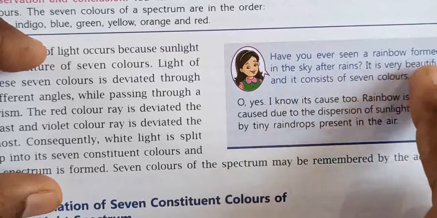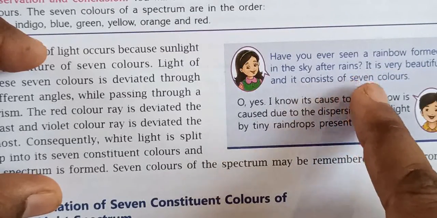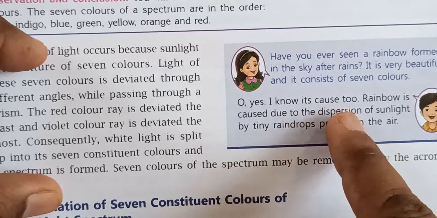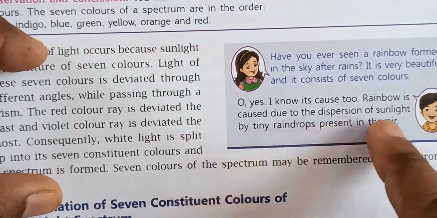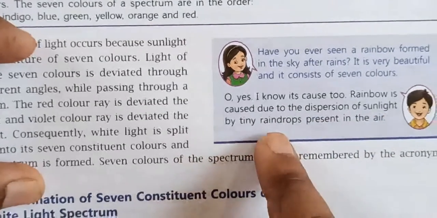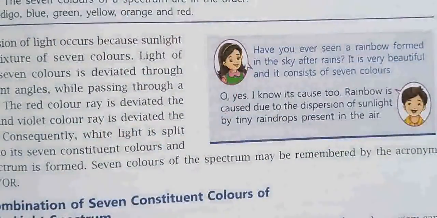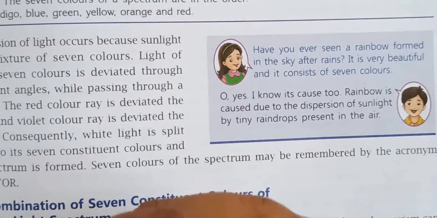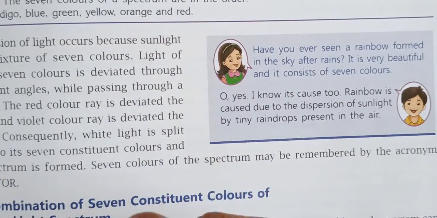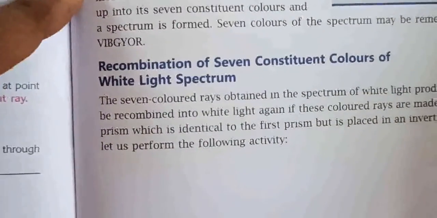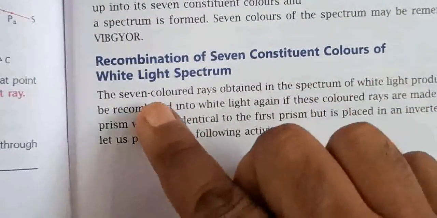Have you ever seen a rainbow formed in the sky? All of you know that after rain it is formed. It is very beautiful and consists of 7 colors. Yes, I know it is. Its cause also: a rainbow is caused due to dispersion of sunlight through tiny droplets of water in the air. Those tiny droplets of water hanging in the air behave like a prism. And when light passes through those tiny droplets, it undergoes dispersion, and then the rainbow is formed in the sky. A rainbow consists of the 7 constituent colors of white light.